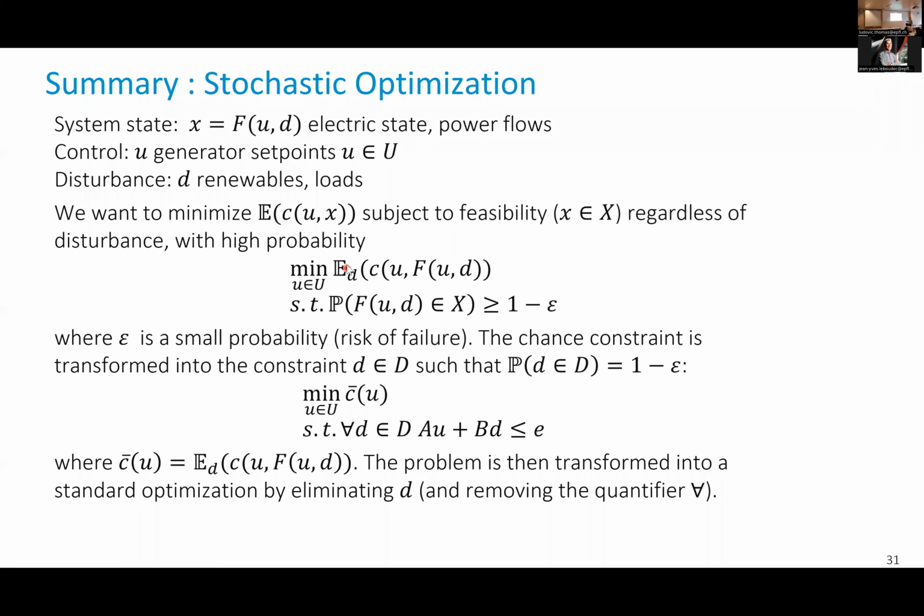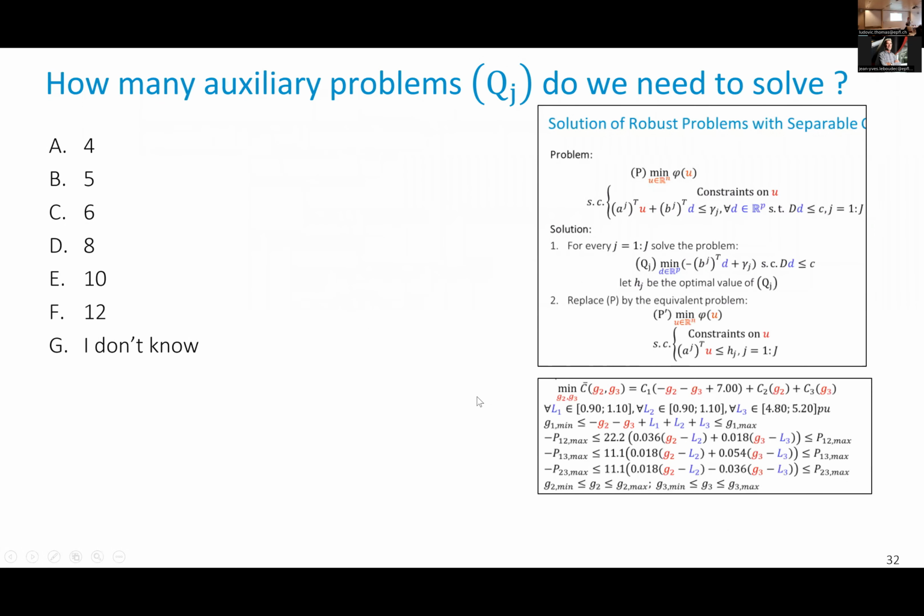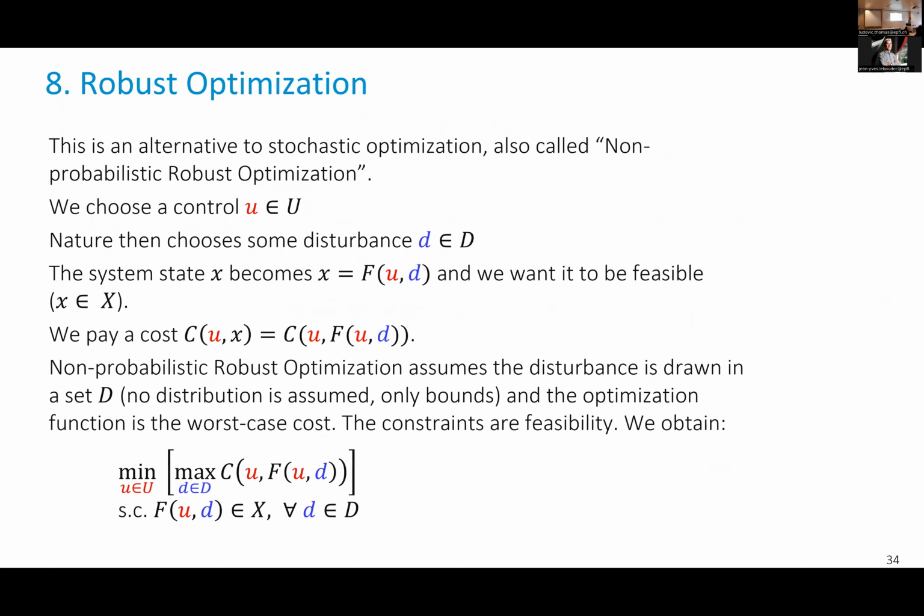Having a cost which is expected, and the constraints made deterministic by what is called chance constraint. Sometimes we prefer to use a slight variant of that, which makes the problem a bit easier, which is called robust optimization. The more difficult part is just to know what's behind the terminology. The framework is the same.